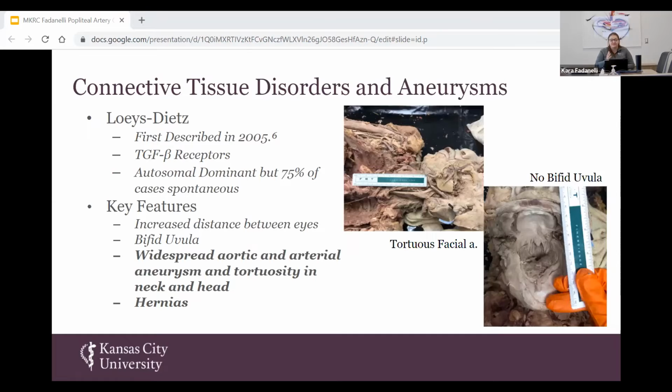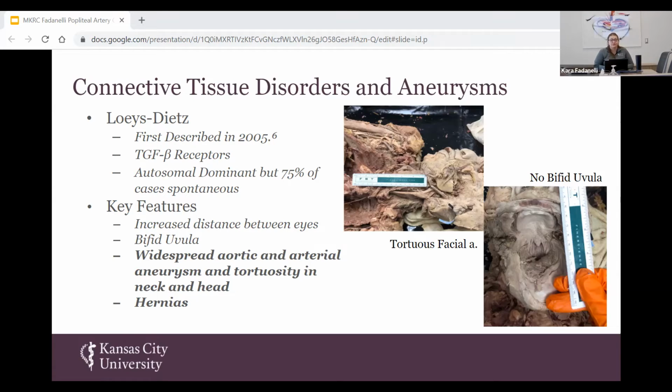Now for this third connective tissue disorder, some of you may not have heard of it before because I know I hadn't until I was looking into this case study. And it's called Loeys-Dietz. It was first described in 2005, and it involves a mutation that affects our TGF-beta receptors, unlike the fibrillin and collagen that's involved in our Marfan and Ehlers-Danlos.